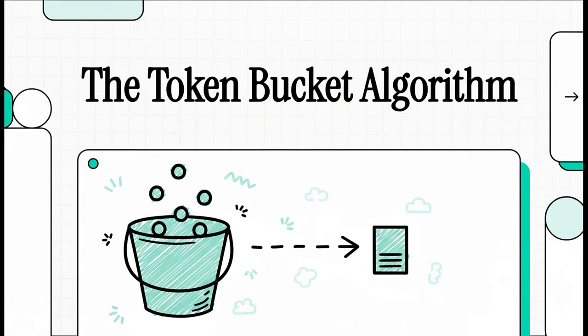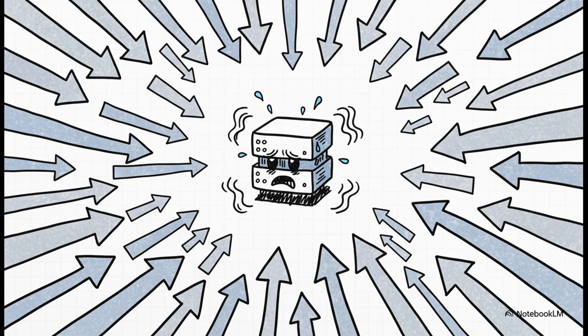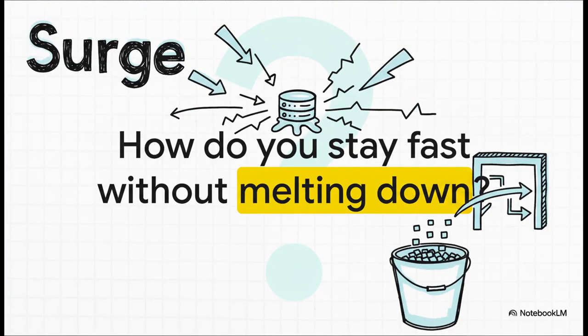All right, let's dive into an algorithm that's an absolute game changer for keeping systems stable. We're talking about the token bucket. Okay, so picture this. You've just launched your new API. It's awesome. And then, boom, it gets featured on a major tech blog. Suddenly, you're looking at a tidal wave of requests about to slam into your servers. So the big question is, how do you stay online and fast for everyone without your servers just melting down?